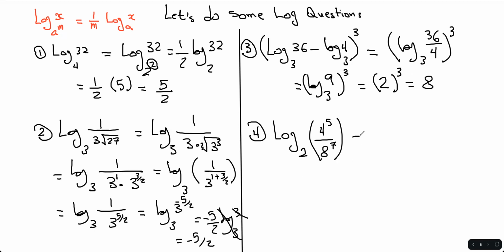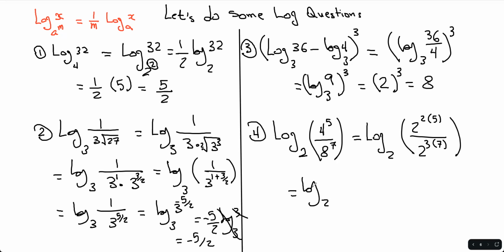How about here? Here, I think I'm going to change both bases to 2's. Log base 2 here. I'm going to change the 4 to 2 to the power of 2, and I have the 5 outside. And the 8 is 2 to the power of 3, and I have the 7 outside. Okay, that equals log base 2 of 2 to the power of 10 over 2 to the power of 21. You multiply the exponents.